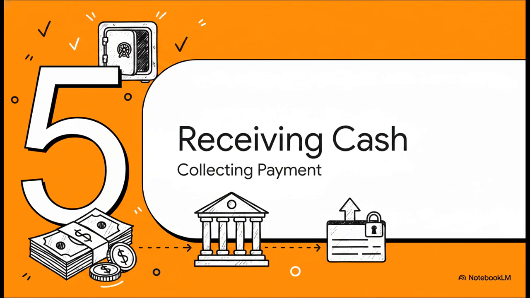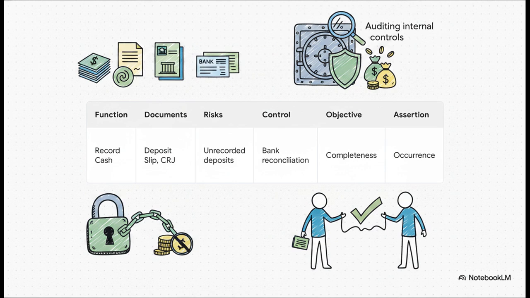Section 5, Receiving and Recording Cash. We've recorded the sale, but honestly, a transaction isn't truly complete until the cold hard cash hits the bank account. Now we're in the receipts department. We've got deposit slips, the cash receipts journal, and bank statements. The glaring risk here is simply that cash is stolen before it hits the bank, and the deposit is just never recorded.